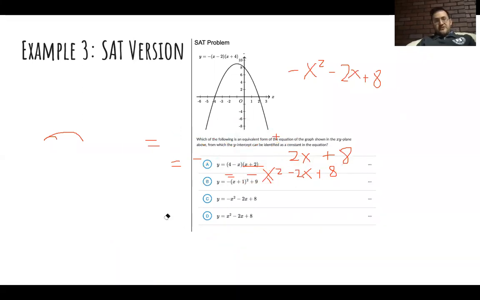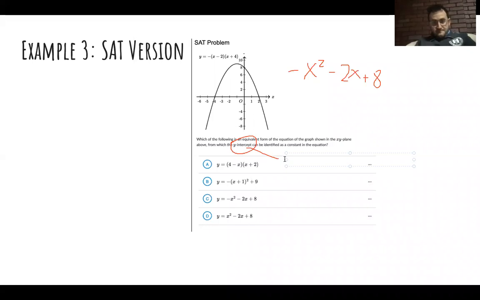So it's asking us which of the following is an equivalent form of the equation of the graph shown in the XY plane for which the y-intercept can be identified. So this is the buzzword for convert to standard form. And the y-intercept is a constant in this case. So vertex form, we have a constant, but the problem is that that's the y-coordinate of the vertex, not the intercept. This gives us the x-intercepts.